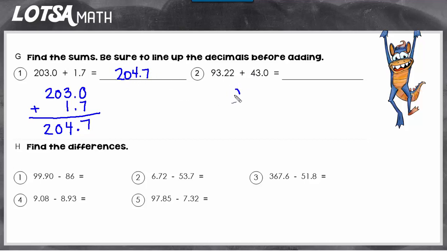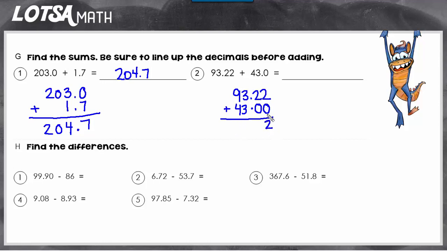So we're going to rewrite it vertically. So we have 93 and 22 hundredths. And when we add it up, we need to make sure that the decimal is in a straight line with the previous decimal. So 43 would go here and 0 would go here. If you find that the end of your number looks a little strange because it's not even, you can just fill in any gaps with an extra 0. It won't change the value at all. And then you just add.